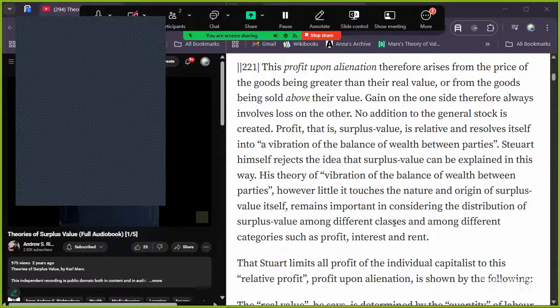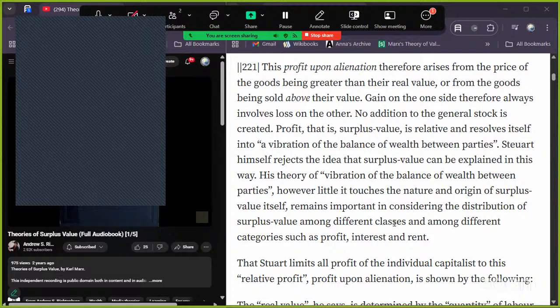Gain on the one side therefore always involves a loss on the other. No addition to the general stock is created. Profit, that is surplus value, is relative and resolves itself into, quote, "a vibration of the balance of wealth between parties," end quote. Stuart himself rejects the idea that surplus value can be explained in this way.